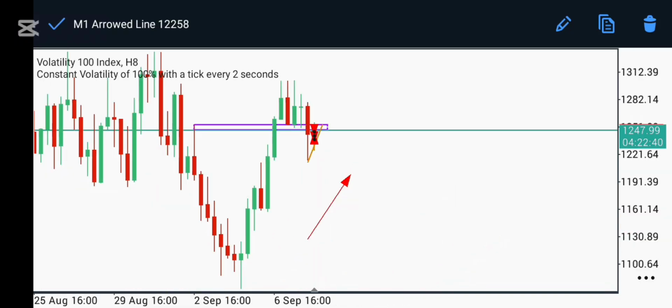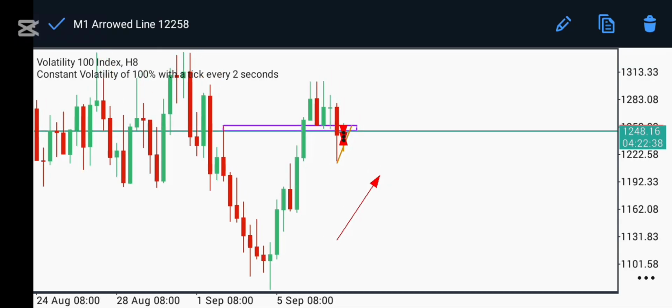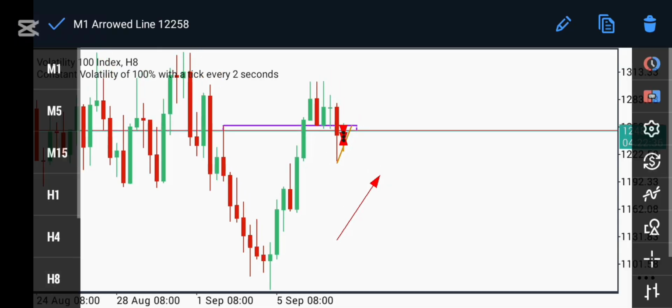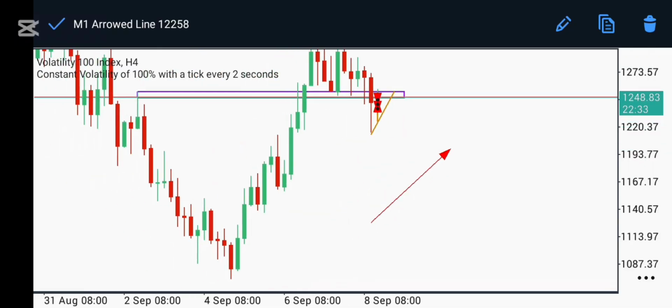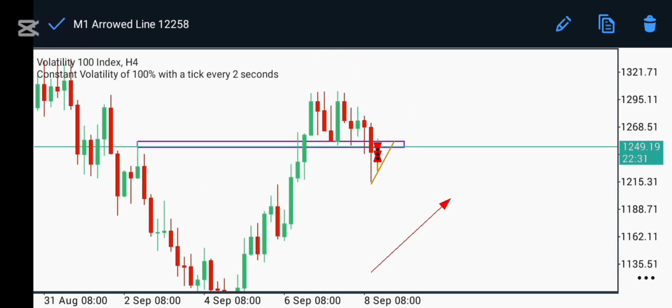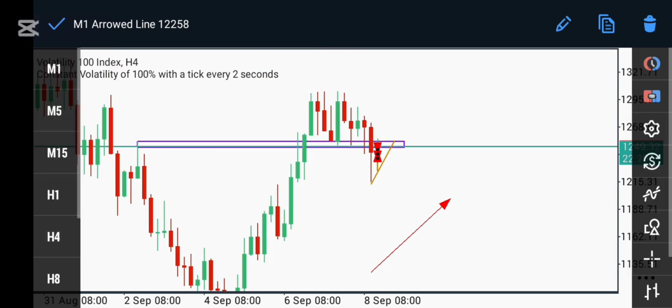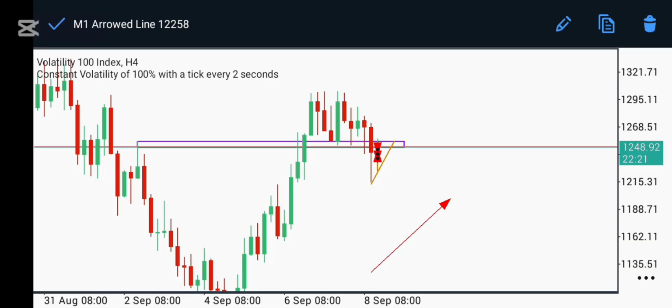Though we started from the 8 hours time frame, I believe this zone is from 4 hours. But the setup is not from 4 hours. The zone is from 4 hours, but the setup is not. The reversal setup, that is the head and shoulders.